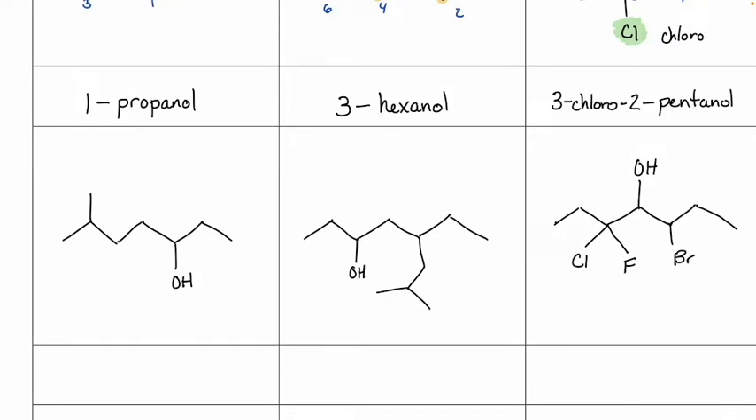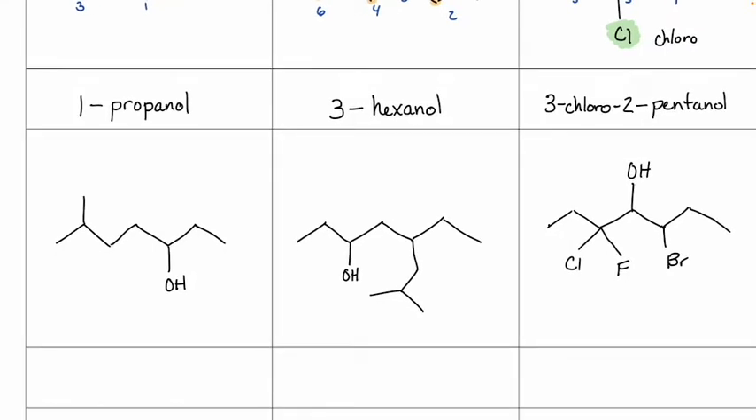All right, so for these next ones, I gotta remember some special rules here. Again, the first step is always going to be the same thing, finding your parent chain: 1, 2, 3, 4, 5, 6, 7. I have this one carbon substituent here, which I'm going to call a, what group? This would be a methyl group. I'm going to put in my numbering scheme, 1 through 7, and my blue numbering scheme, 1 through 7.